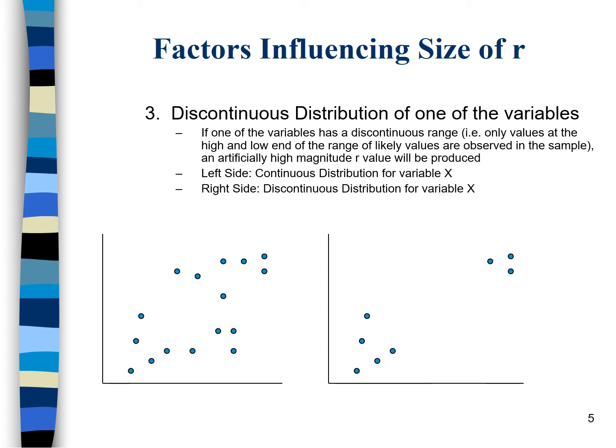So the takeaway from this is this. If one of the variables has a discontinuous range, like what we see on the right-hand scatter plot, the magnitude or strength of R is going to be artificially inflated, or artificially higher than it should be. And so that is the downfall of this discontinuous distribution that we have to be careful about.